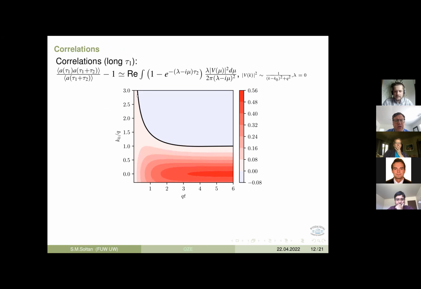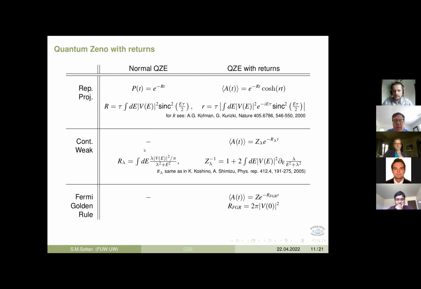Stanislaw, let me ask you a quick question here. Can you go back a slide? Remind us, what is lambda, the measurement strength, here in the continuous weak measurement case? Yes, lambda is the strength of the measurement. Okay, great. Thank you.